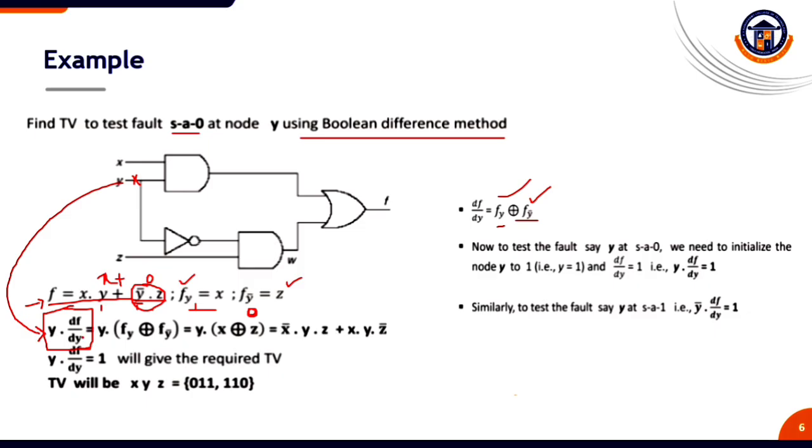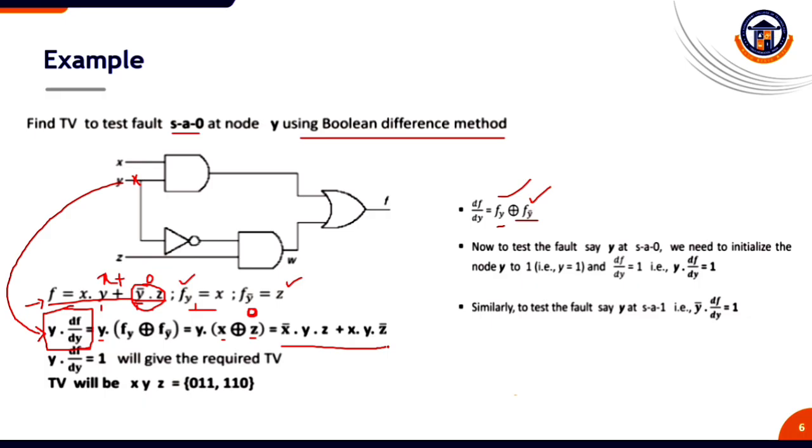That is, y into df by dy equals y into f. What is df by dy? That is fy XOR fy bar. Now substitute fy value equal to x and fy bar value equal to z. Now, from the concept of the XOR function, what is x XOR z? It is x into z bar plus x bar into z. Substitute that value, expand it, and multiply with your y. Finally we get our final expression.